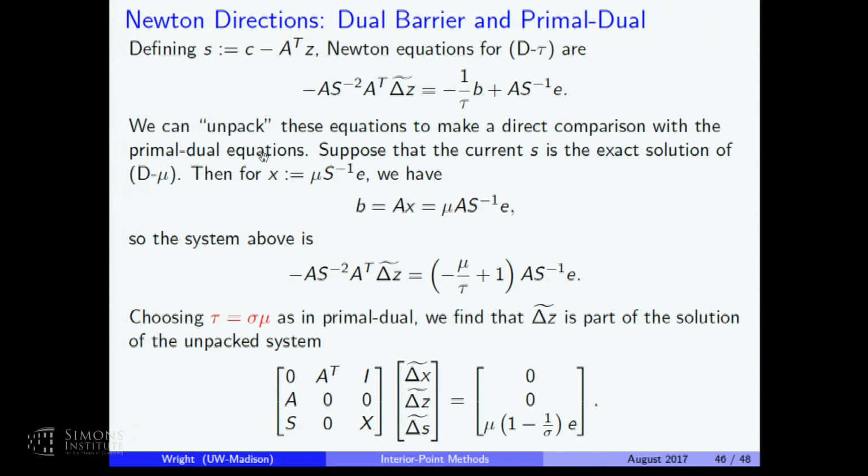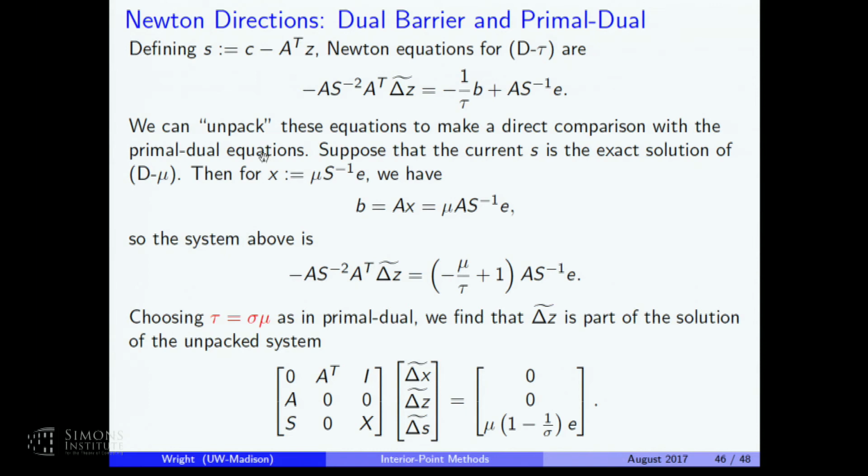So I'm going to go the other way. I'm going to take these dual Newton equations and unpack them into this kind of expanded form, where the delta z tilde, the dual barrier step, is one component of the solution of a kind of unpacked system. Okay, so to do the unpacking, I've got to define what S is. Well, that's easy. S is just the dual residuals. And I've got to define what X is. Well, I'm going to take X to be mu over the S inverse, where mu is the current value of the barrier parameter. Okay? So with those substitutions, I can write out exactly what this system is.